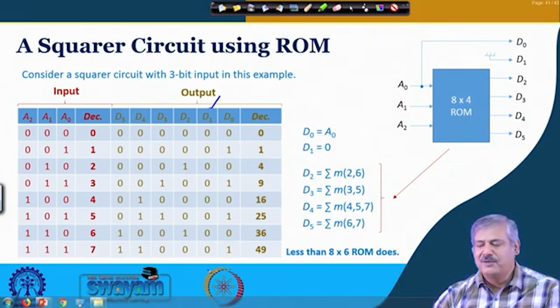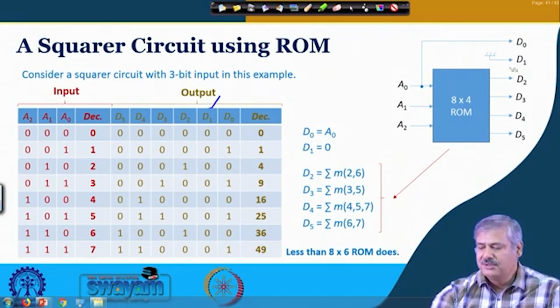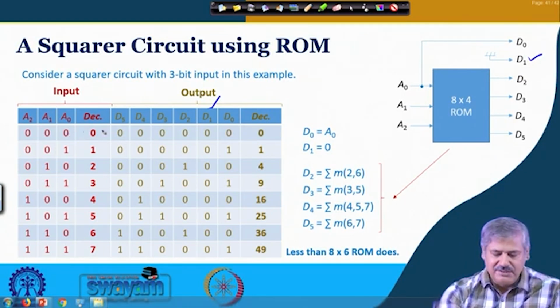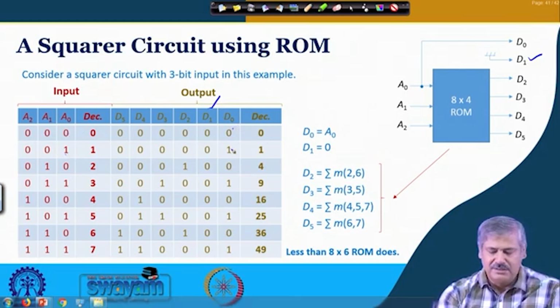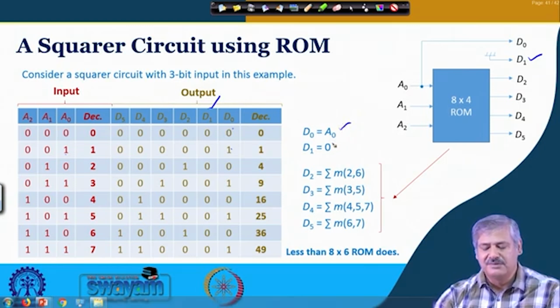D1 is always 0, so you can permanently connect it to ground over here. And D0: whenever A0 is 0, D0 is 0, and when A0 is 1, D0 is 1, just following A0. So, D0 can be directly connected to A0.